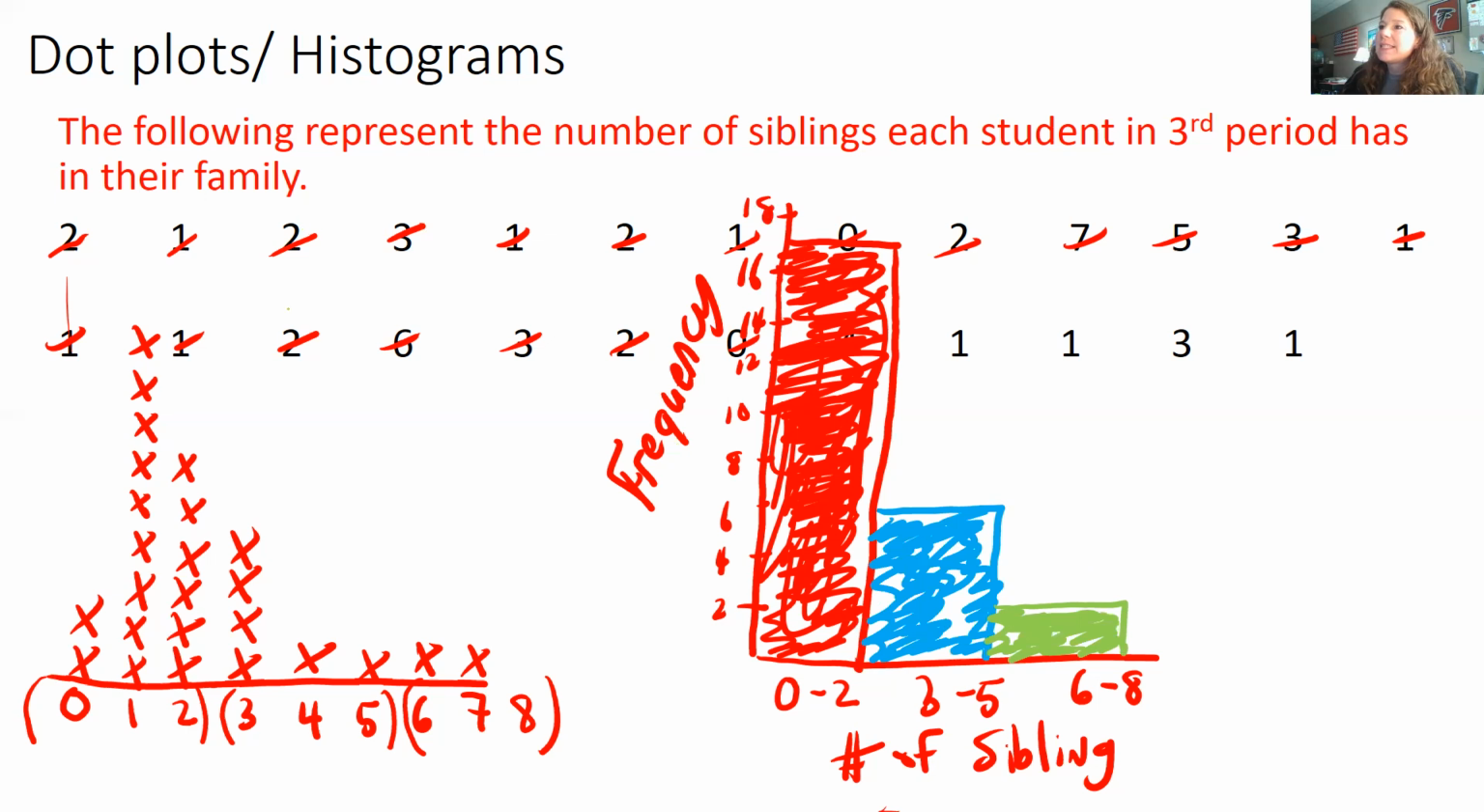Now, if we didn't have this data up here and we didn't have this dot plot, one disadvantage of a frequency table is I wouldn't be able to tell how many students have exactly one sibling, right? I would know that 17 has either 0, 1, or 2, but if I didn't have my data here or my dot plot, I wouldn't know how many students have exactly one sibling. So it would be hard for me to figure out what the mean is because I don't see any of the specific numbers, right?